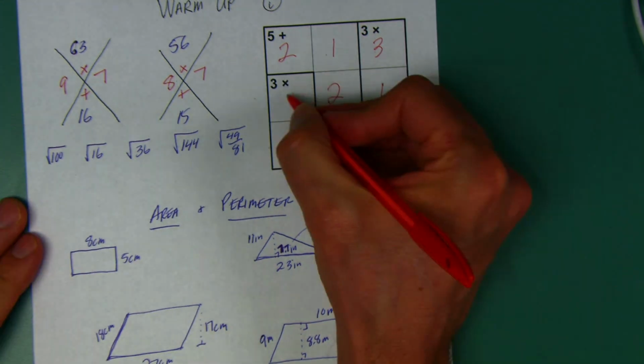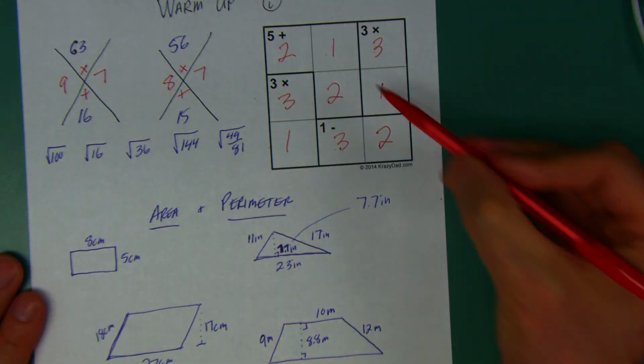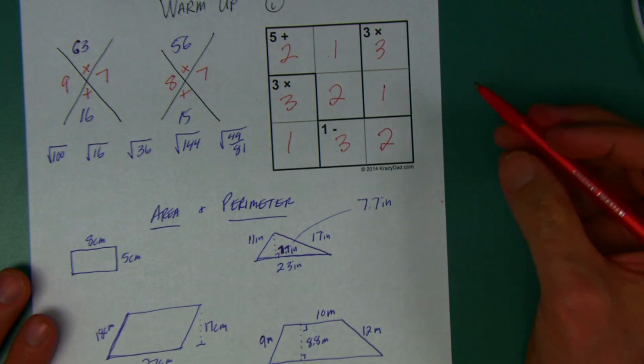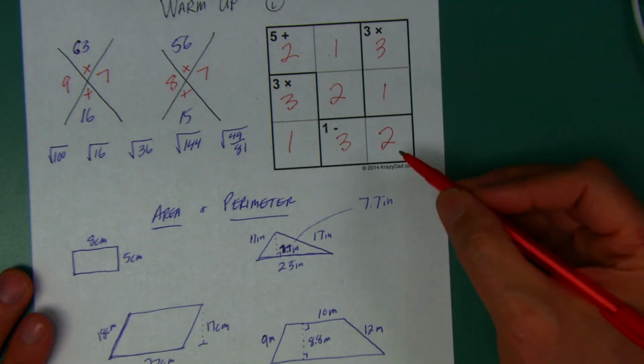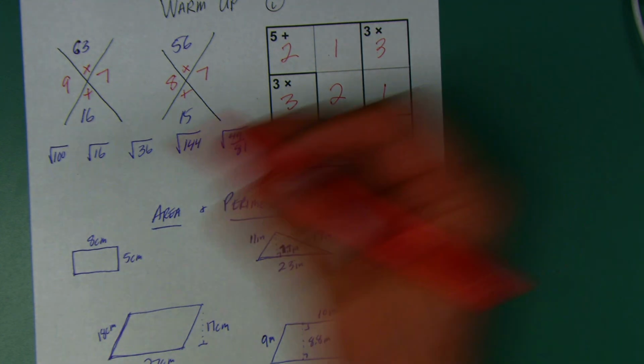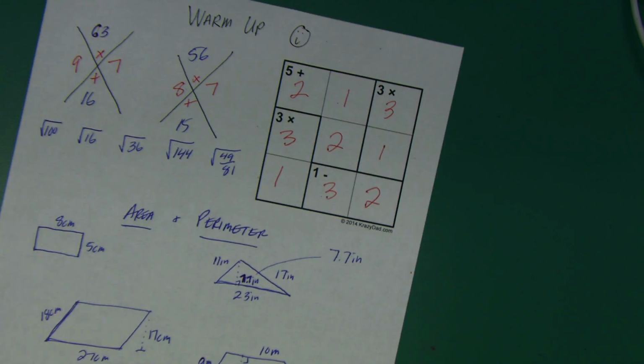row, no 3. So the 3 is going to have to go here, which means a 1 is going to have to go here. Let's just double check. Is 2 plus 1 plus 2 5? Yeah. Is 3 times 1 3? Yeah. Is 3 minus 2 1? Yeah. And is 3 times 1 3? Yes. I think we got it. Let's do the square roots.